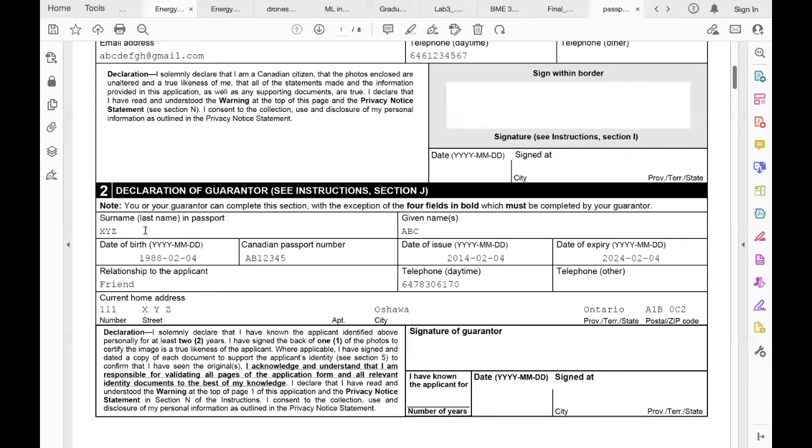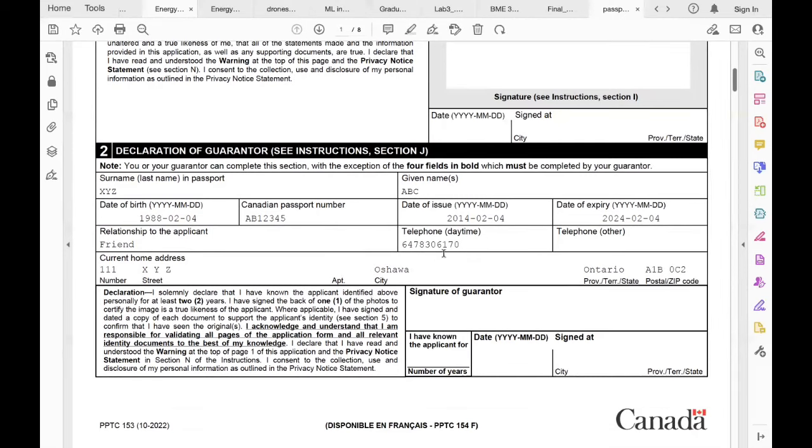So you need their surname, the given name on their passport, their exact date of birth on the passport, their Canadian passport number, the date of issue of the passport, date of expiry of the passport, and your relationship to the applicant. In my case, it was my cousin, so I just put friend here. Then their telephone number, cell phone number, or whatever number the authorities can reach them at during the daytime, you give here.